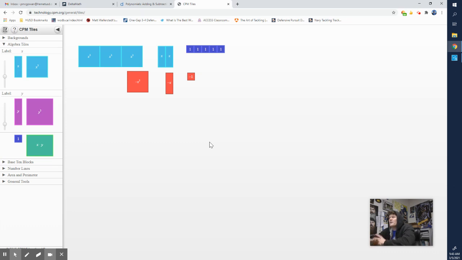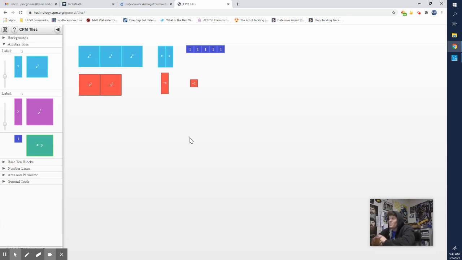And then I could do the same thing if I had negative tiles or negative numbers. So let's say I wanted negative 2 x squared. Okay, there's our negative 2. Minus an x, minus 1. So I could use these tiles to represent these different polynomials.